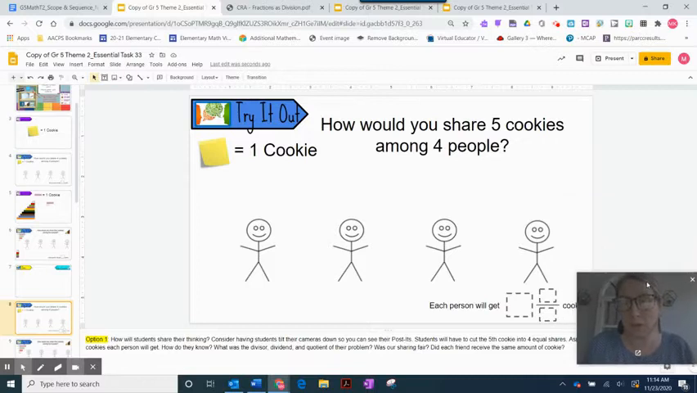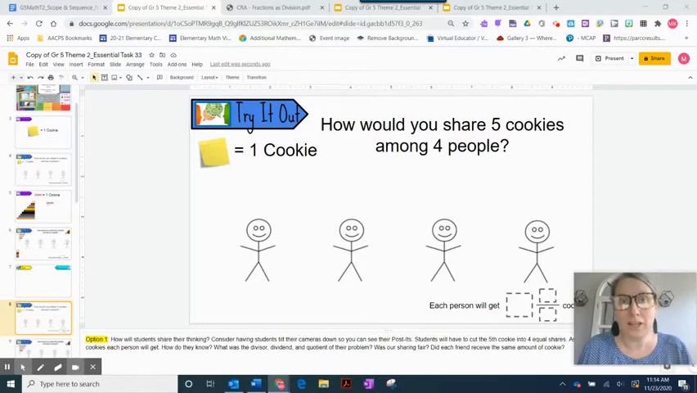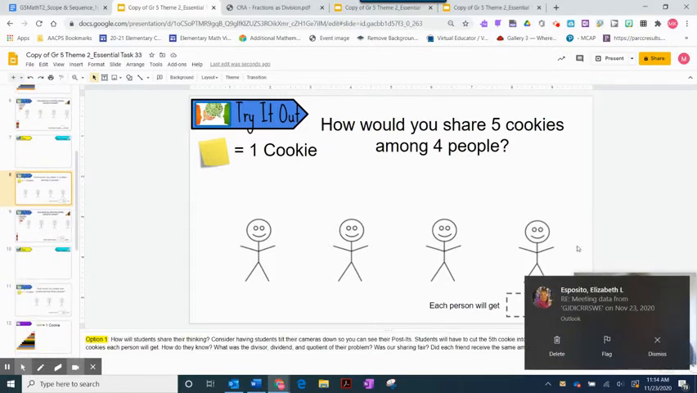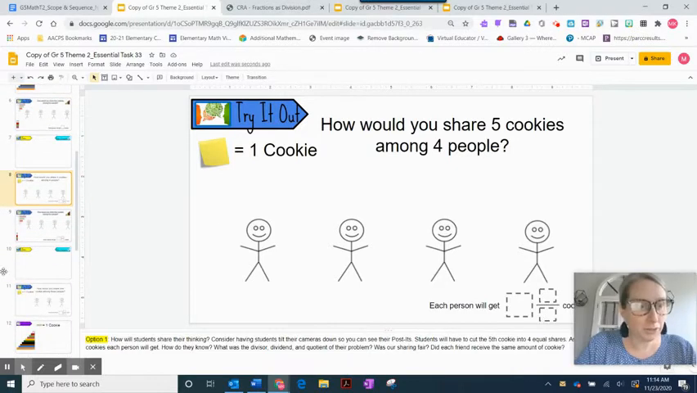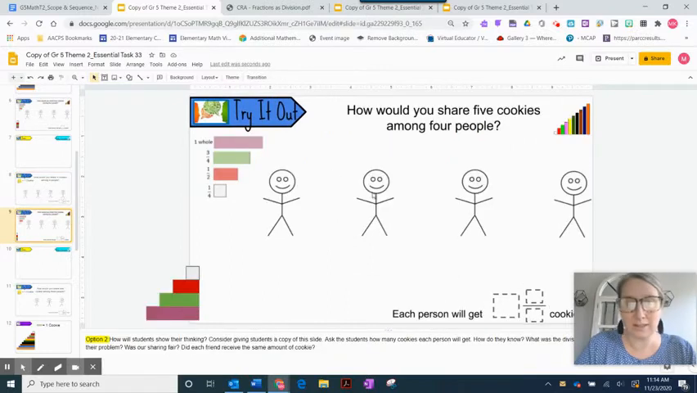Then we're going to be moving on, and we're going to see that this isn't as straightforward. So if I have 5 cookies among 4 people, I know that each person's going to get 1 cookie, but then what am I going to do with that 1 leftover cookie? I'm going to have to cut it, right? That's what we would do in real life if we were sharing and partitioning those cookies equally. So 2 options, you could do those Post-it notes, or you could do the Cuisenaire rods.